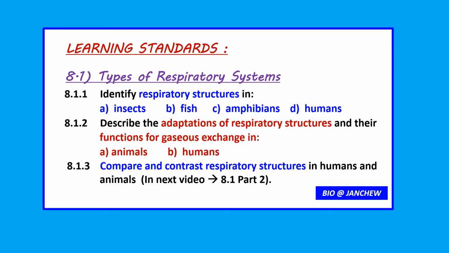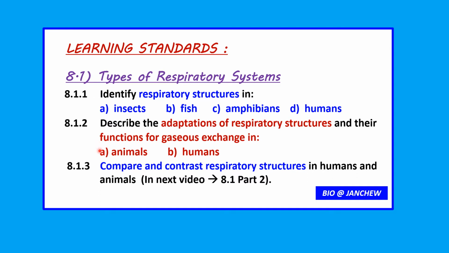The learning standards for today's lesson are as follows. Subtopic 8.1, Types of Respiratory Systems. After this lesson, we should be able to: 1. Identify the respiratory structures in A. Insects, such as the grasshopper, B. Fish, C. Amphibians, such as the frog, and D. Humans.